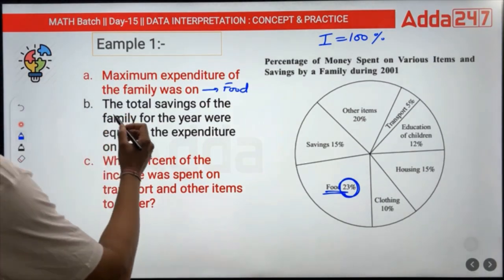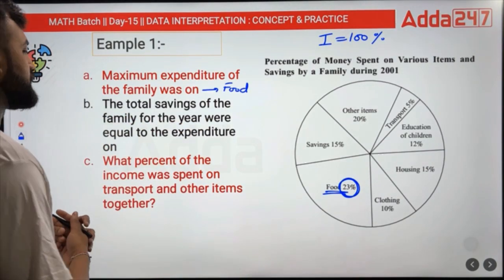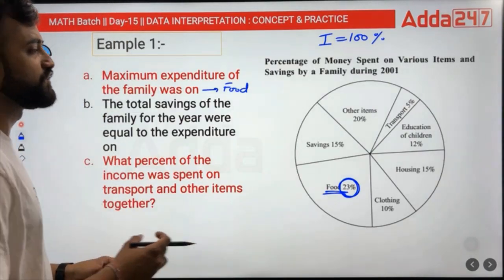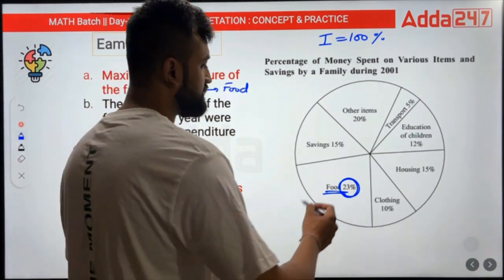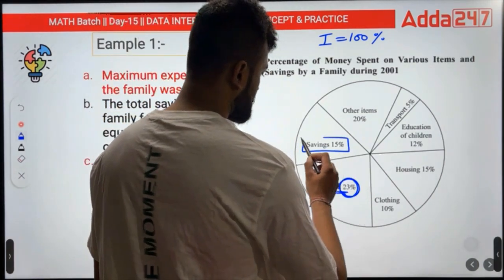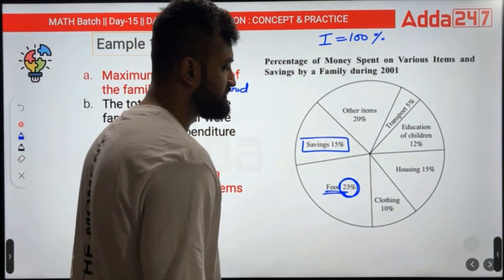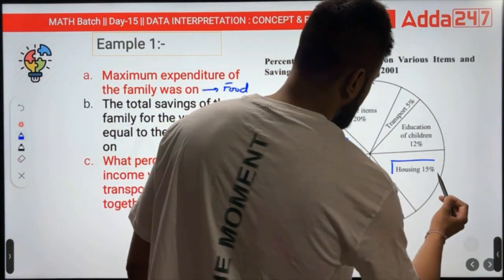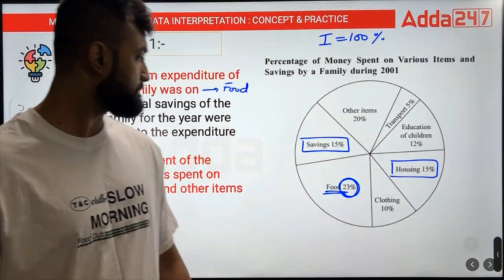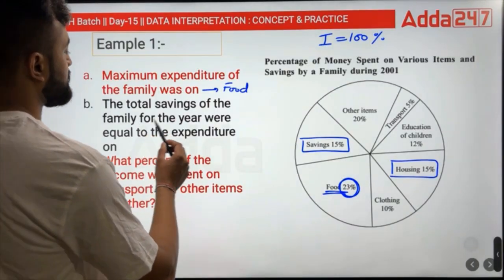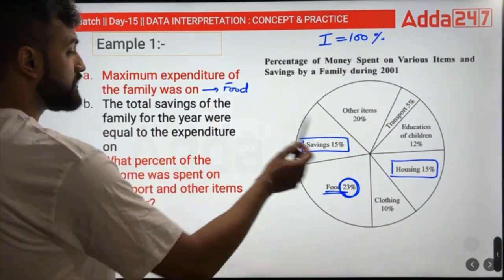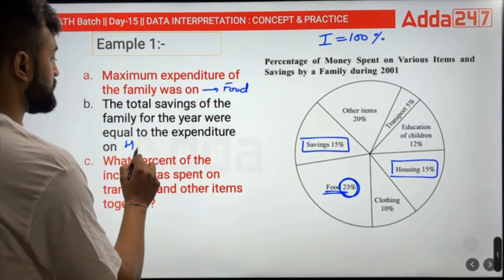Next, the total saving of the family for the year was equal to the expenditure on. So expenditure and saving should be equal. Saving is 15%. Now the same 15% you can see out here, housing. So saving is equal to housing. So the total saving of the family for the year was equal to the expenditure on housing. So your answer would be housing.